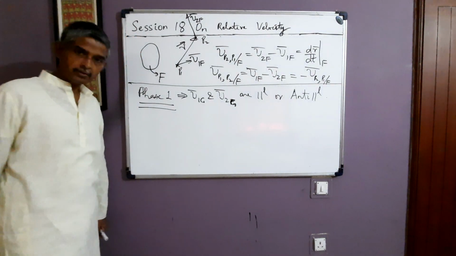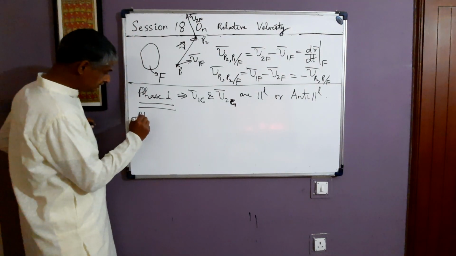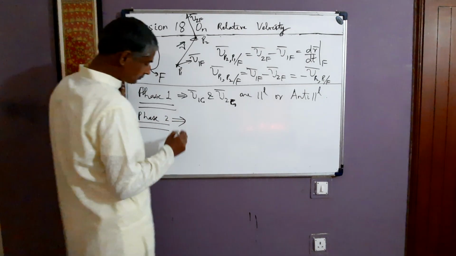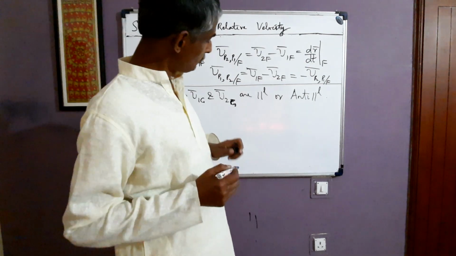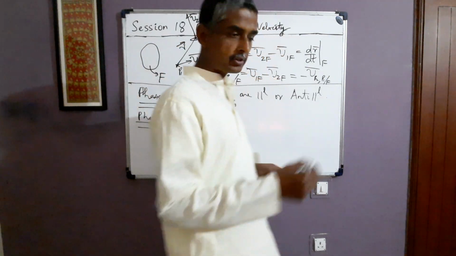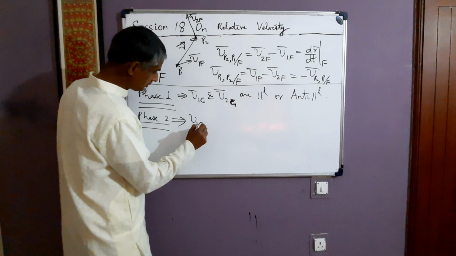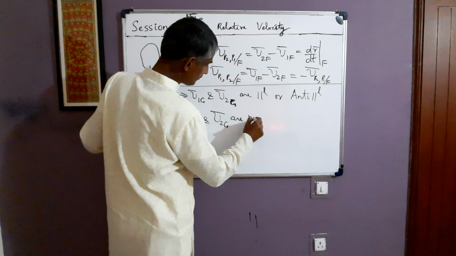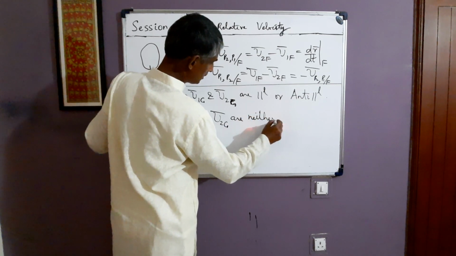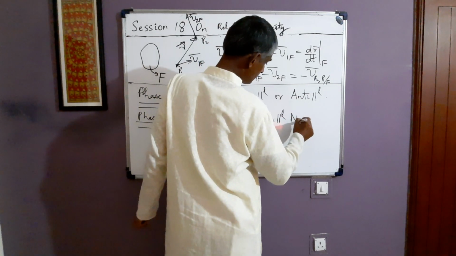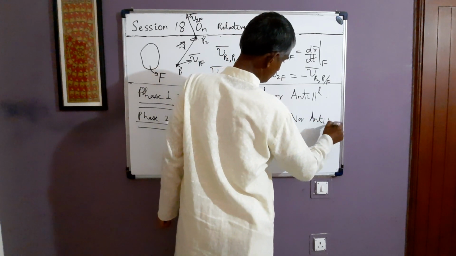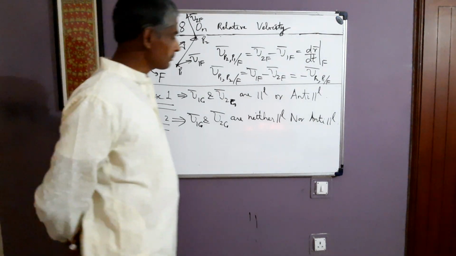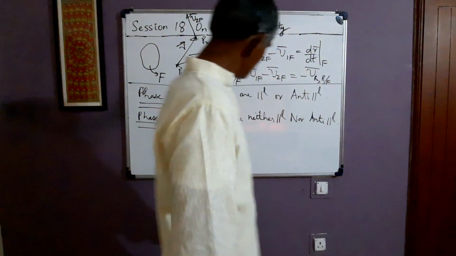And phase 2 is that the directions of V1G and V2G are neither parallel nor anti-parallel; they are some other directions. So we'll take these two phases.